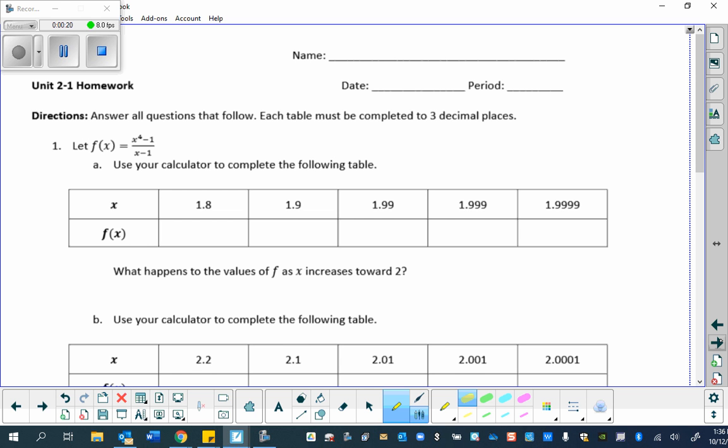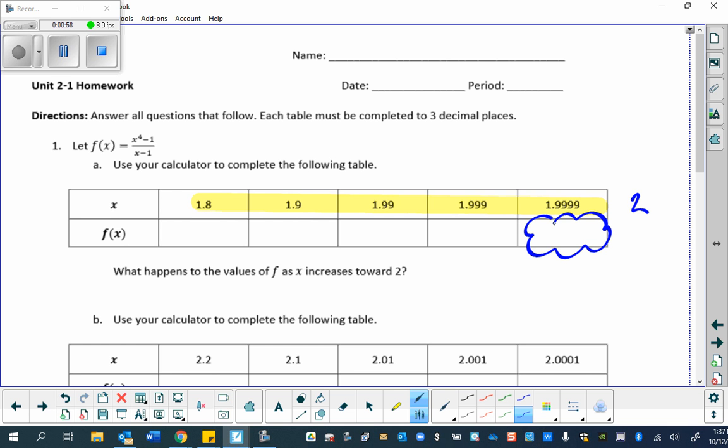Hey, when we first started, our very first homework and conversation that we had about Unit 2.1 was using the calculator to complete. And what I want you to do is go back to this worksheet, and I want you to think about what's happening with each of these values. I'm getting closer and closer to what? To 2. I'm not reaching 2, just getting closer and closer and closer. And what I'm doing is I'm looking at what this outcome is getting closer to as a result.